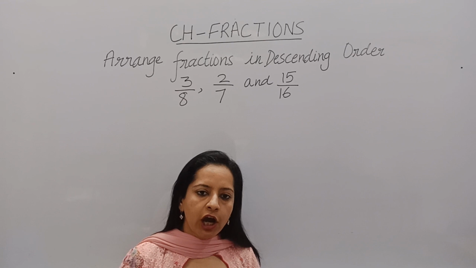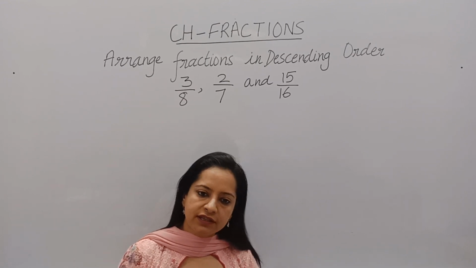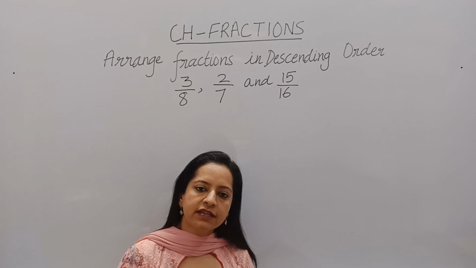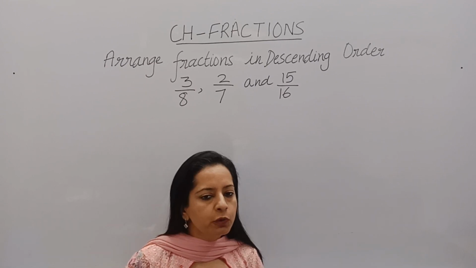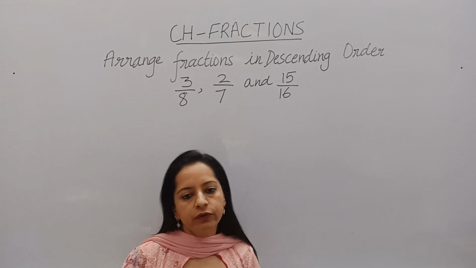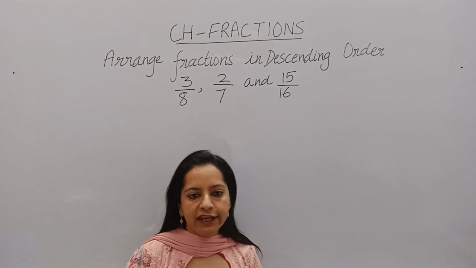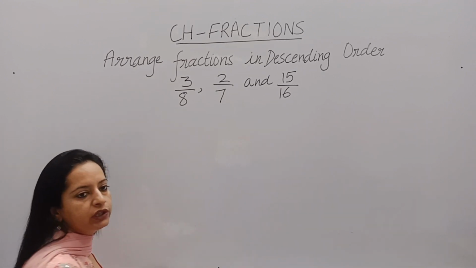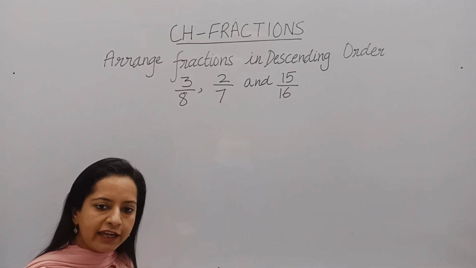Now we will learn how to arrange the fractions in descending order. The procedure for arranging fractions in ascending and descending order almost remains the same. First, we have to convert the fractions into like fractions. So we have got these three fractions, and we will convert them into like fractions.